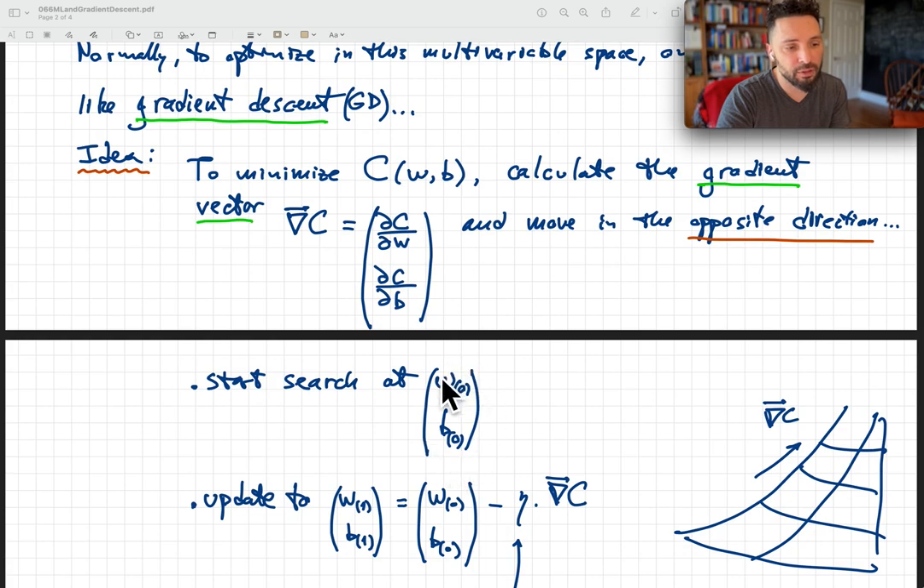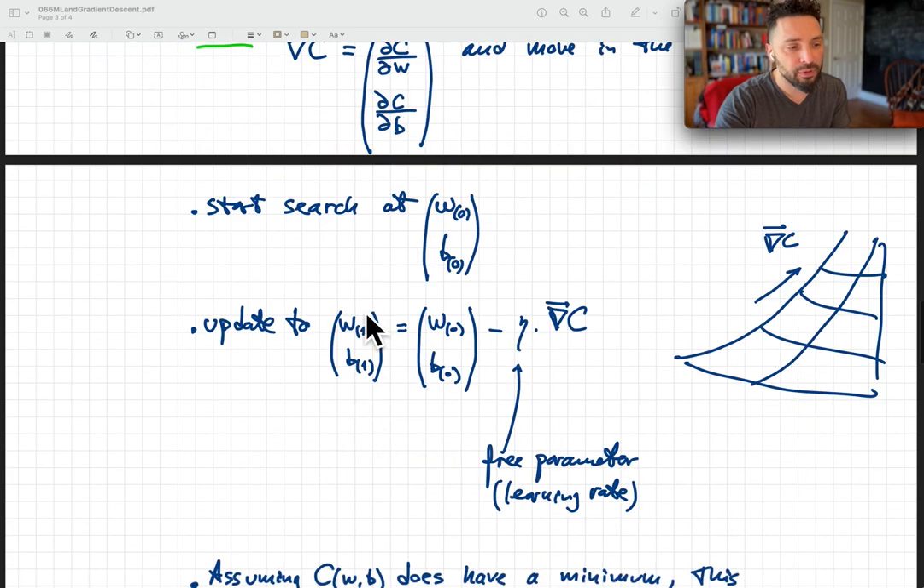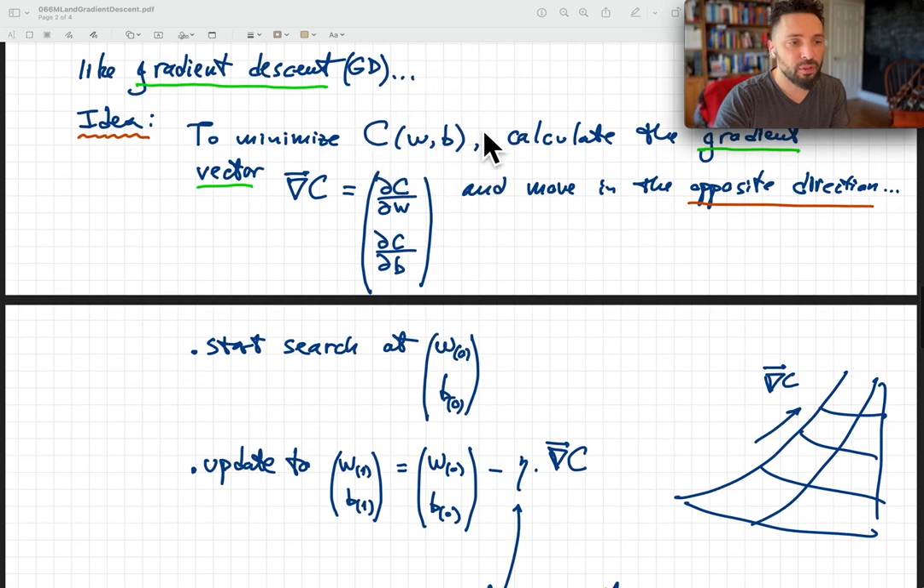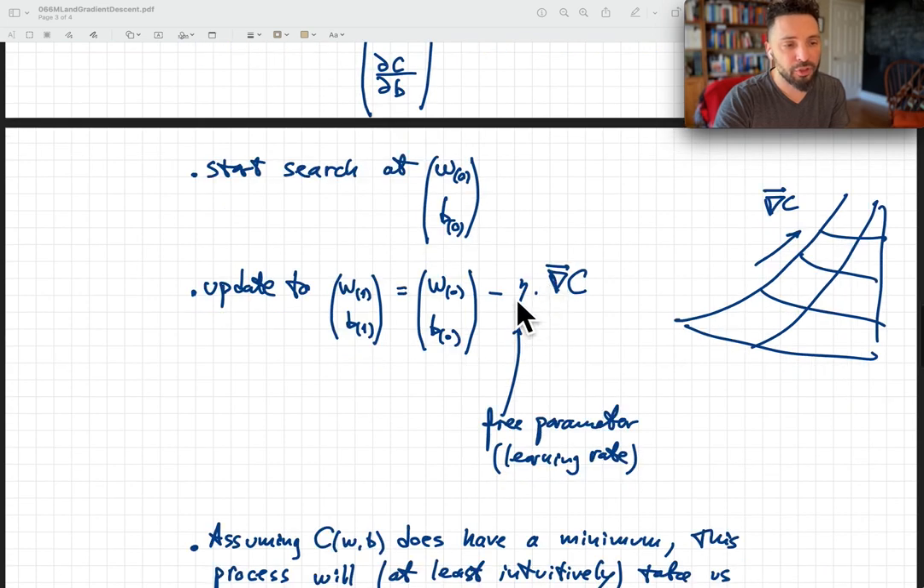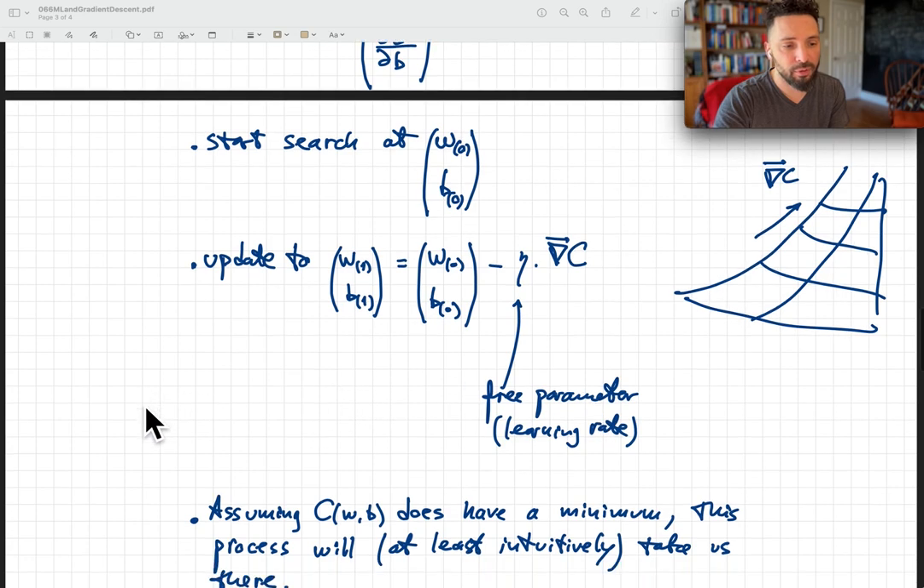If we start our search for the minimum of C(W,B) at this point, W0, B0, then we want to update our point to a W1, B1 point, where we take the previous point and subtract a small quantity, eta, times the gradient of C. This minus sign together with the gradient of C will then point us in the opposite direction of the gradient. That's why we go downwards, in the direction in which C(W,B) decreases. This parameter we can adjust to make sure that we don't take steps that are too large, and it is sometimes called the learning rate.